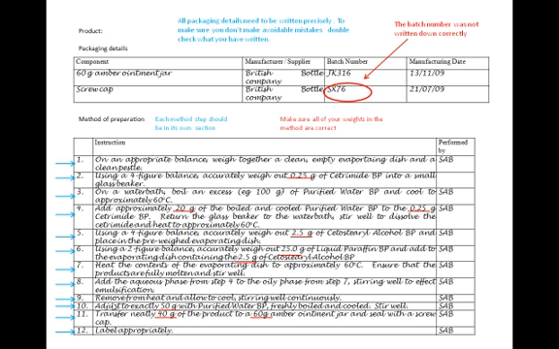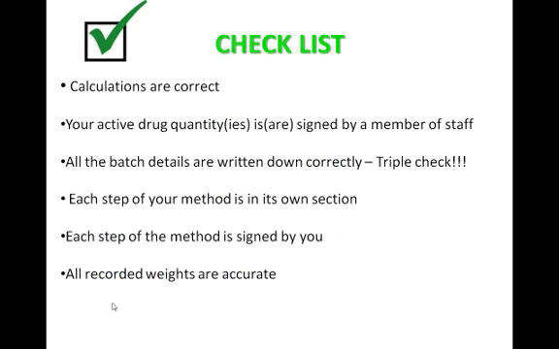It's very easy to make mistakes on these details in the method itself. And then finally, a really common source of failure is not signing each individual step as you perform it. So again, at the end of the lab, just go down that column and make sure you've actually signed every single step. If you check all of these details, you should be absolutely fine.